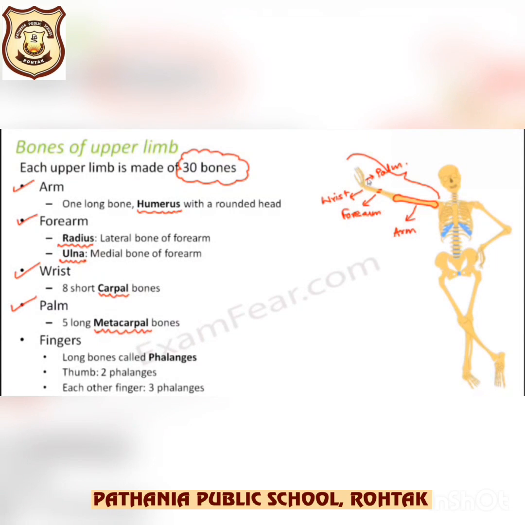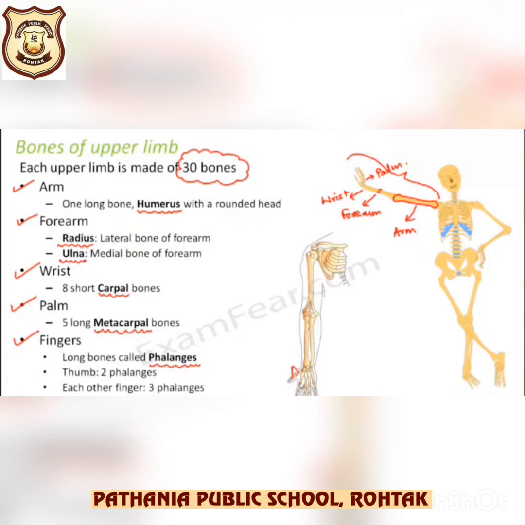So the bones of the upper limbs include arm, forearm, wrist, and palm. In the palm, the 5 long metacarpal bones are there. The name is not given in your book. In the fingers, the long bones are called phalanges: the thumb has 2 phalanges, and each other finger has 3 phalanges. I hope it is clear to everyone.